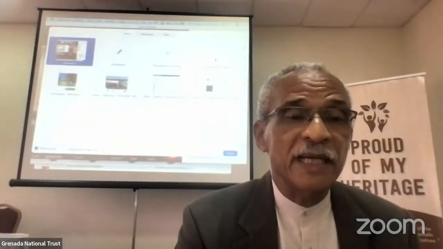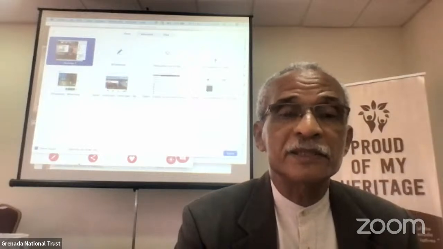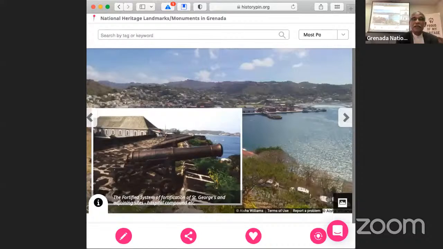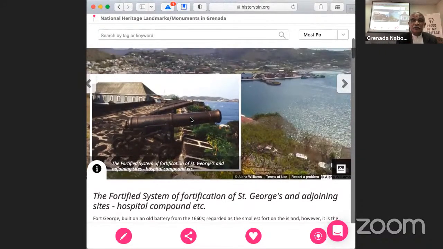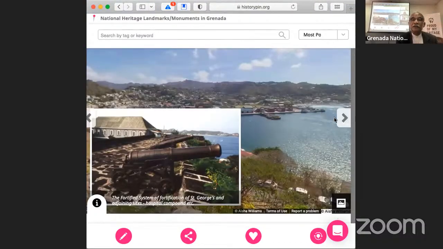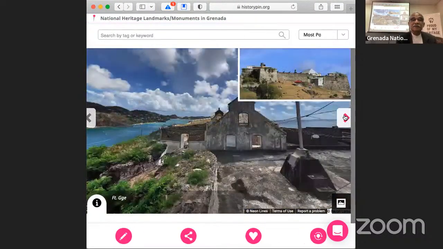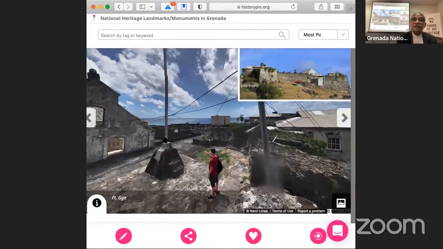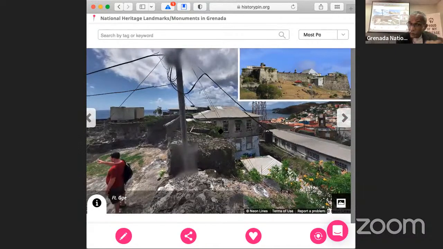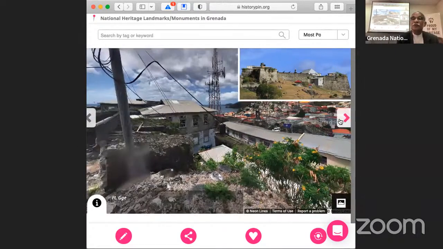And all we did inside the trust was take the same information that the government provided in their gazette, for example the system of fortification of St. George, and put a photograph there. You put something that people can relate to. It's entertaining. Here you have the same place, and people can visit the site and walk around it remotely. And so you create some excitement.